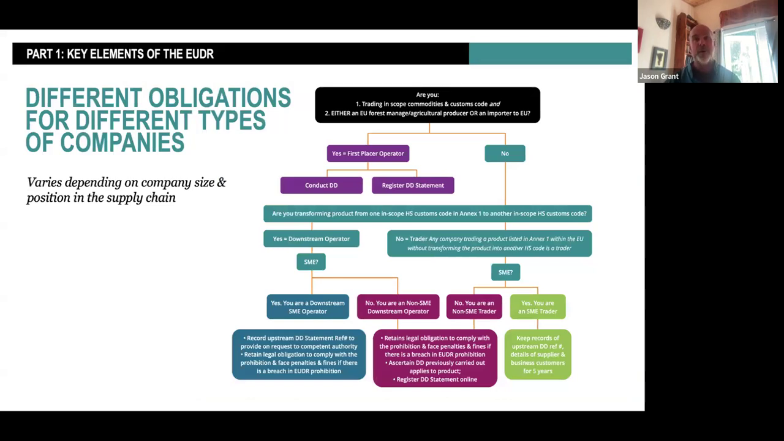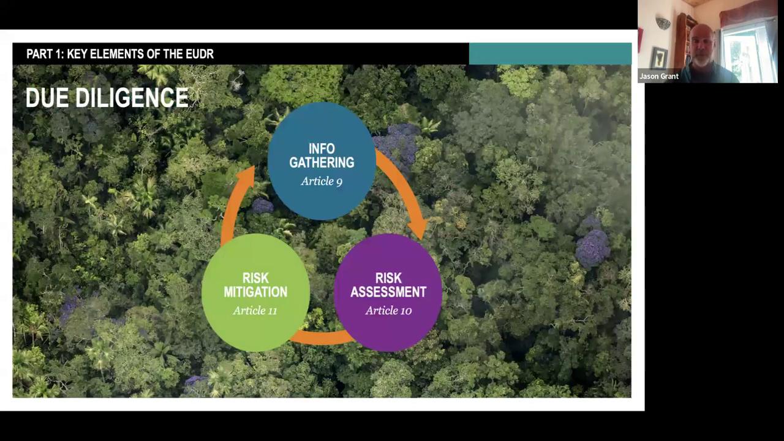So, depending on where you are in the value chain and whether you're a first placer operator or a downstream operator or a trader, the obligations differ somewhat. And I think this flow chart gives you an idea that it's complex, so I'm not going to walk through this. This is one of the things that's detailed in our step-by-step guide, one of the resources in our suite of guidance resources. So suffice it to say that some people face different obligations than others and steeper obligations.